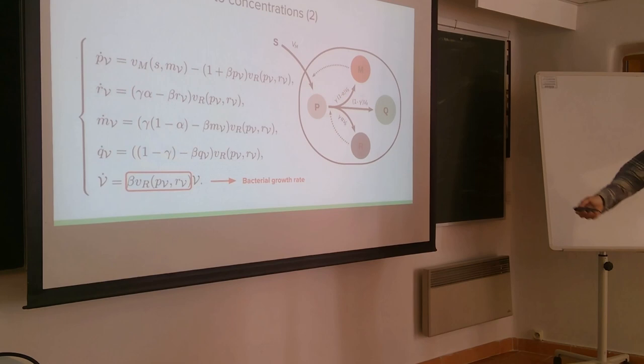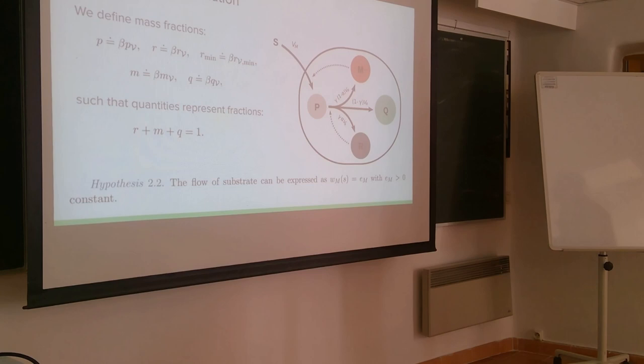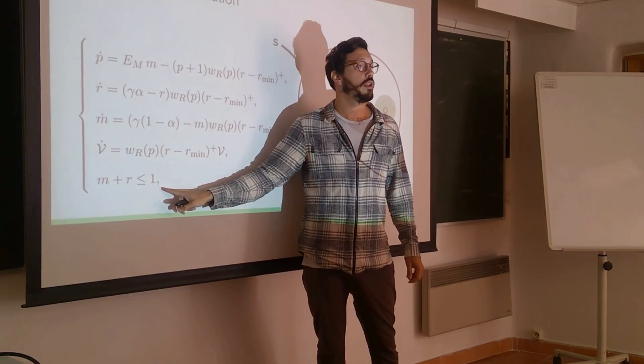So in the system here, you have beta everywhere, which is the density of the cell. There are a couple of constants which are taken from the literature. Again, I don't have a Q anymore, but I know that M plus R has to be less than 1, otherwise it would mean that Q would be negative, which is not realistic.